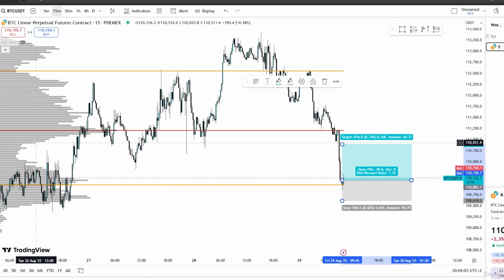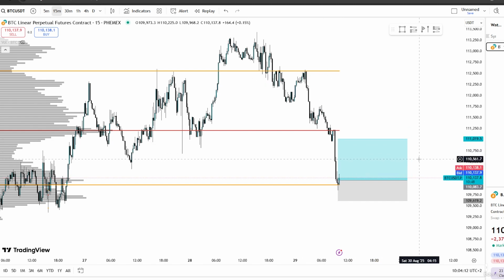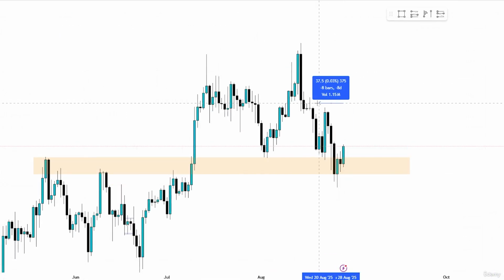High volume nodes can serve as a point where we can place stop losses, because price often has difficulty breaking through these high volume areas. Or we can use these high volume nodes as the levels for entry or exits.